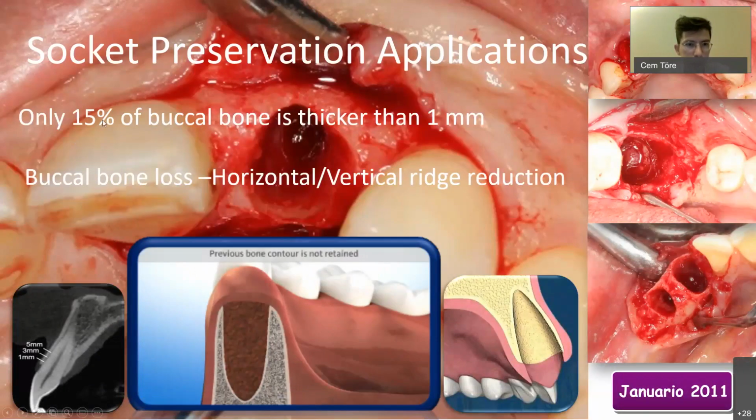We know only 15% of buccal bones are thicker than 1 millimeter. This means after this part, the bone supply from this part, which comes from the periodontal ligament, you take away half of the blood supply of a bone that's 1 millimeter thick. That bone will not survive for long, which is why we must either place an implant and graft, or we must place only a graft in the area and then close it for full healing.